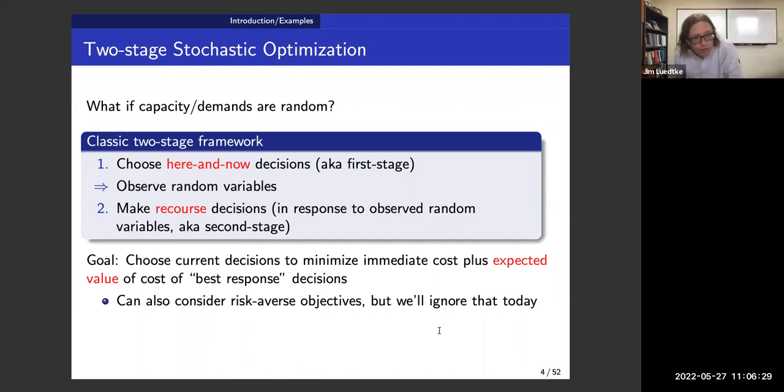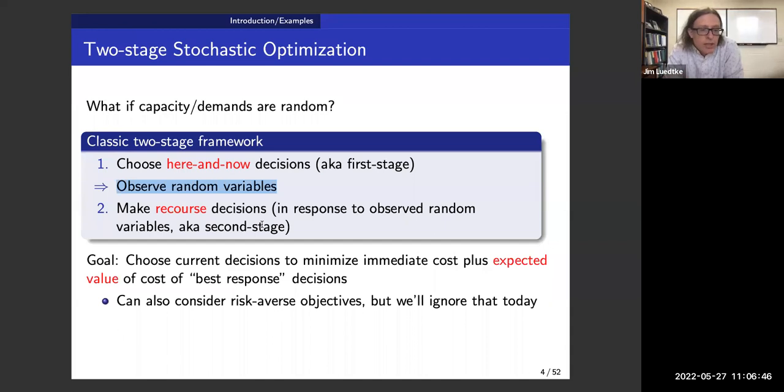So you choose those and fix those. That's the first step. Then you're going to observe the random outcomes. So you see what actually happens. And then after observing that, you're allowed to make some recourse actions in response to the observed random variables. And so that's oftentimes called the second stage.